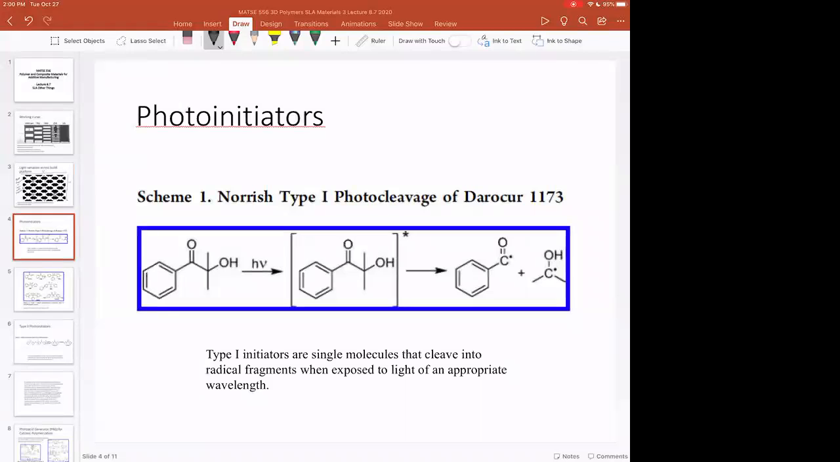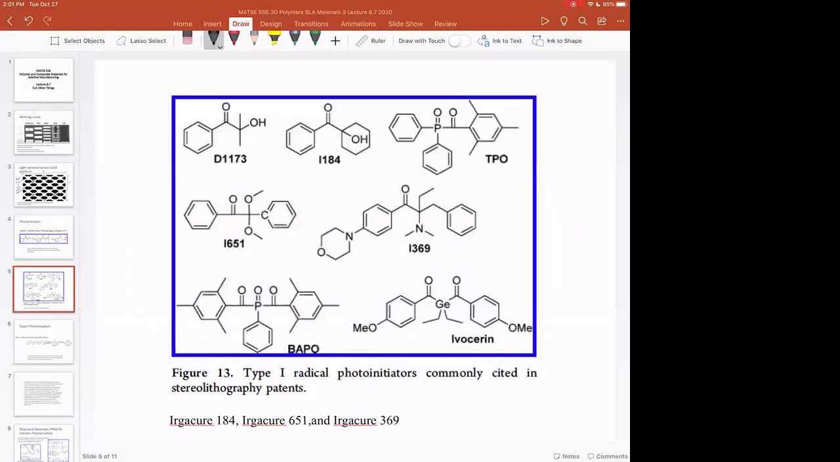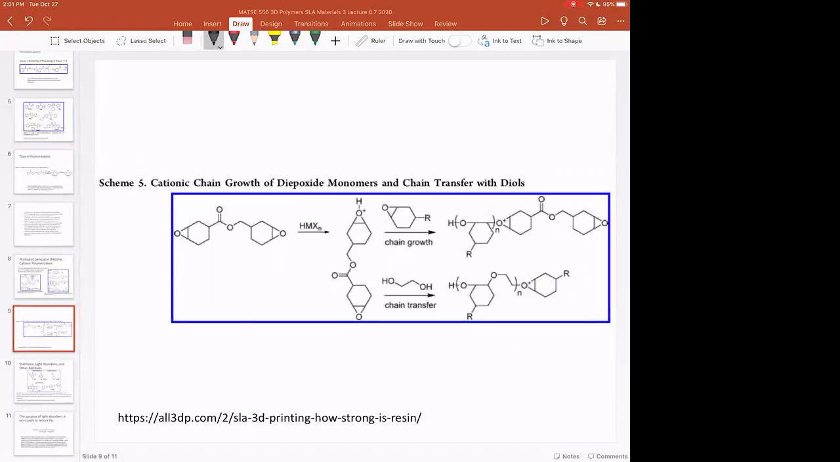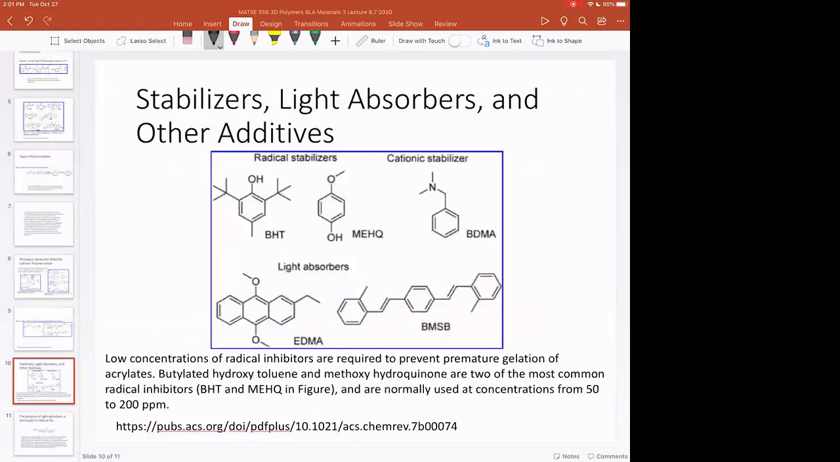So there's just a couple of things I want to talk about in terms of photoinitiators, additives, a couple last things that are in these resins that aren't necessarily obvious or that we haven't talked about in detail. And so all of these blue boxed figures are from this paper. Sorry, hold on, let me find the paper reference. Yeah, they're from this paper right here.